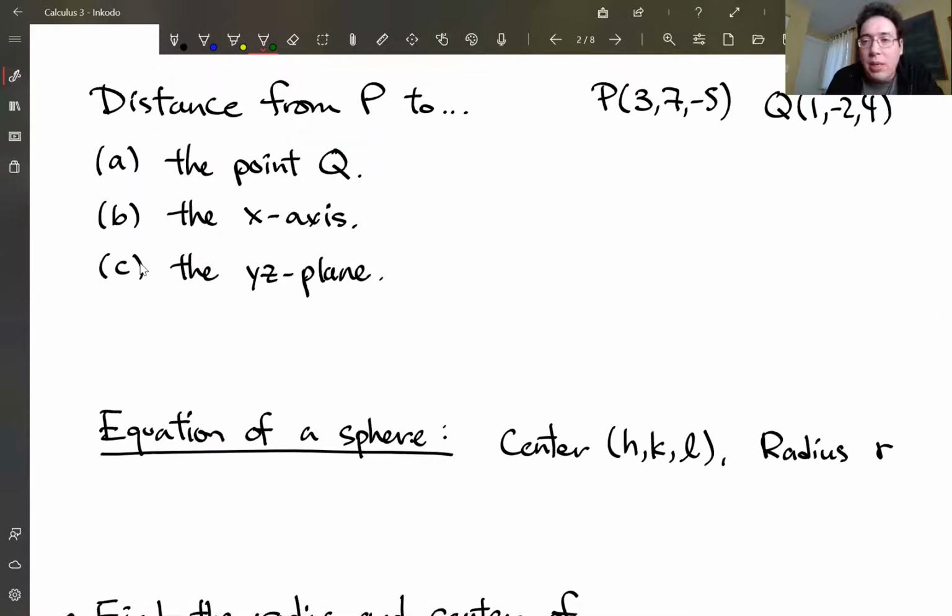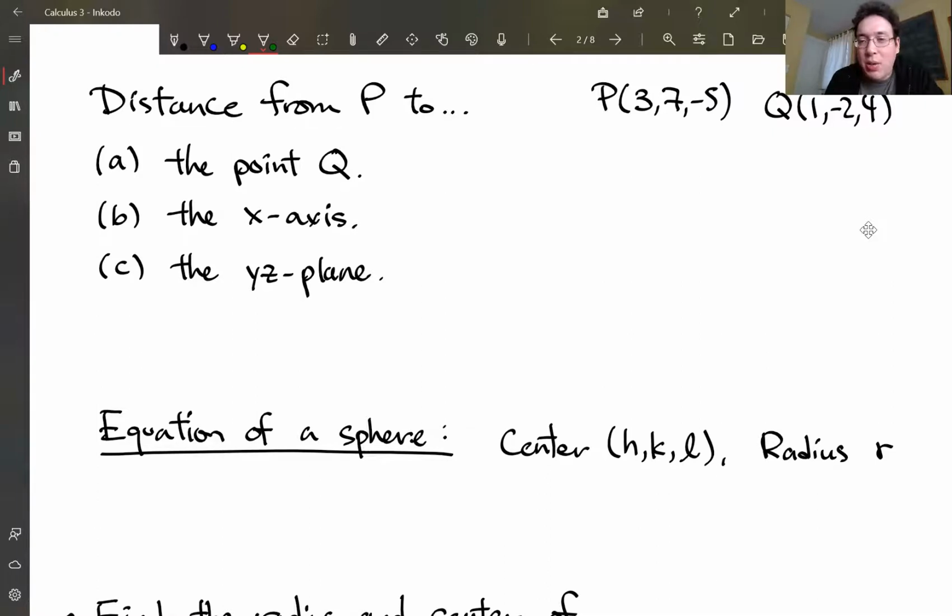Okay. All right. So I copied over the P and Q. So I just gave a random point. I want you to compute the distance from P to Q. Try to compute the distance from the point P to the x-axis. And I want you to try computing the distance from the point P to the YZ plane. That's the right-hand wall with the window that I drew earlier. So you can pause this and try to figure these 3 problems out. Or I can show it to you right now.